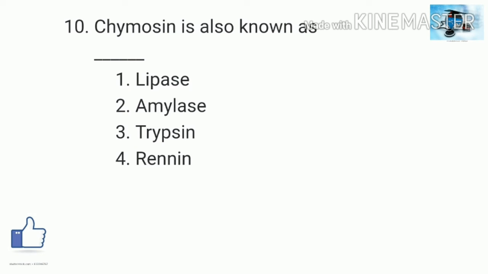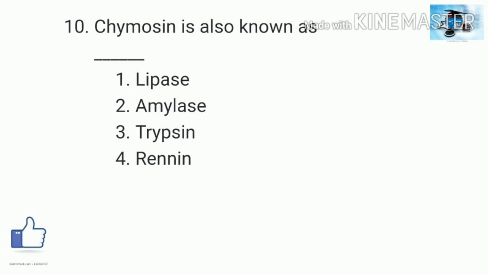Chymosin is also known as lipase, amylase, trypsin, or renin. So the correct option is option 4 renin, as chymosin is also known as renin, which is an enzyme present in the stomach. Its role in digestion is to curdle or coagulate milk in the stomach. There is one more renin, spelled RENIN, which is present in the kidney. So the examiner will try to confuse you, so be careful about that. So let's move on to the next question and the last question of this video.